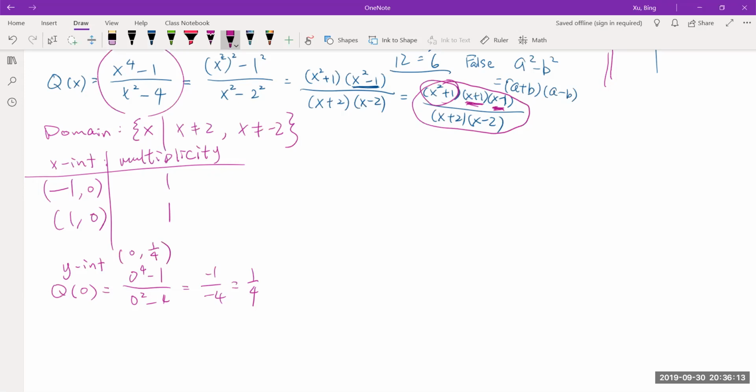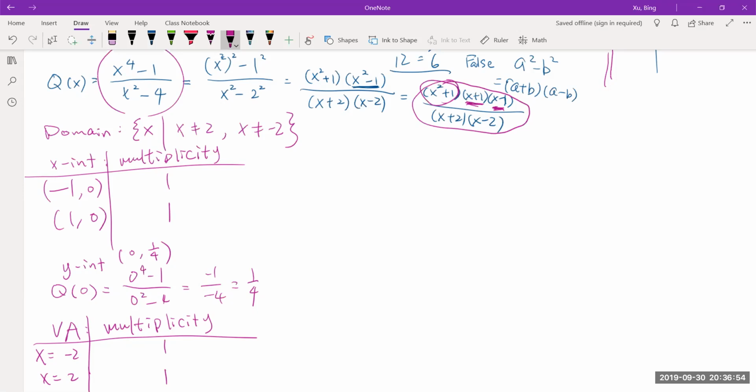So now asymptotes. Vertical asymptotes: how many do we have and what are they? Negative 2 and 2. But we call it x equals, so x equals negative 2 and x equals 2. The multiplicity for each is 1, so they're both with multiplicity of 1.